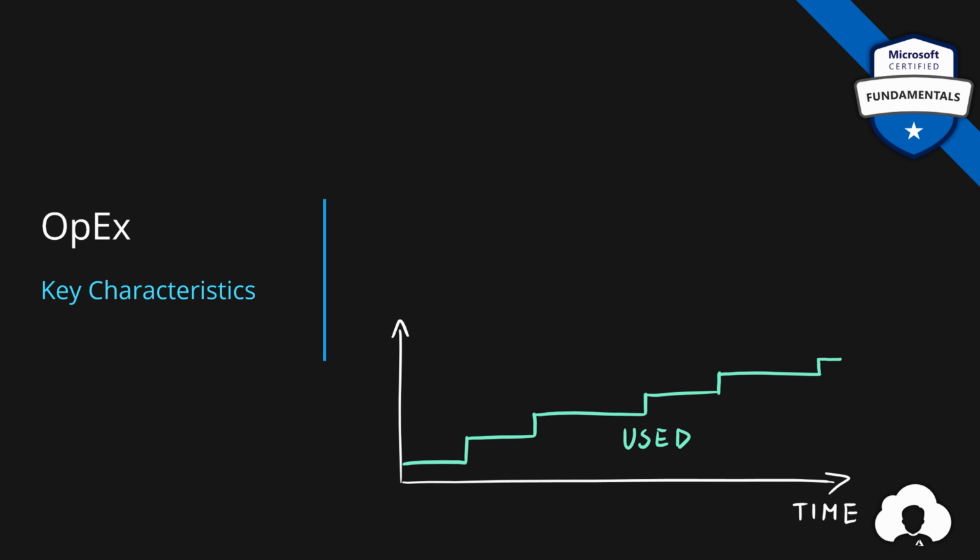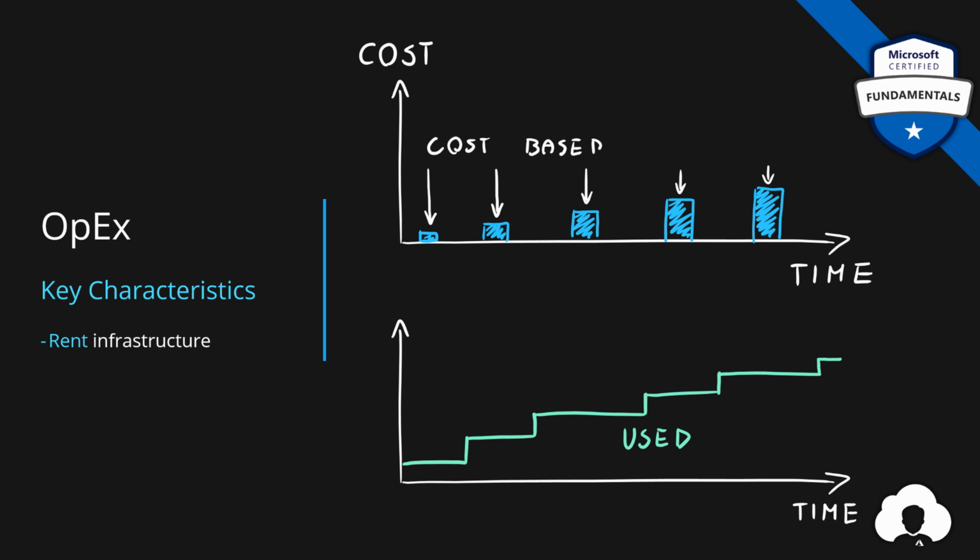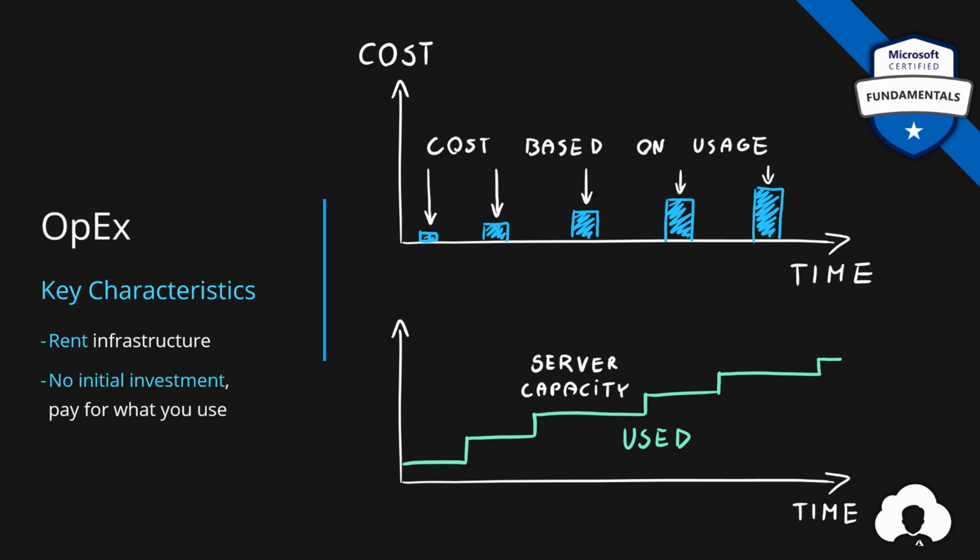So a capital expenditure is about being able to commit to your resources upfront and make that big initial investment. In the operational expenditure model, it's about renting infrastructure, buying services, and the cloud perfectly fits into this model. If we take the same example as previously, so increasing usage over time, if we would again draw the diagram of the cost of our infrastructure over time, the diagram would look much different because we would be only paying for what we use because our cost is solely based on the usage.